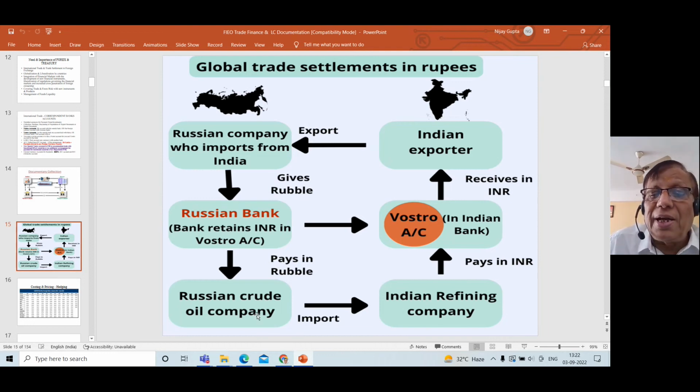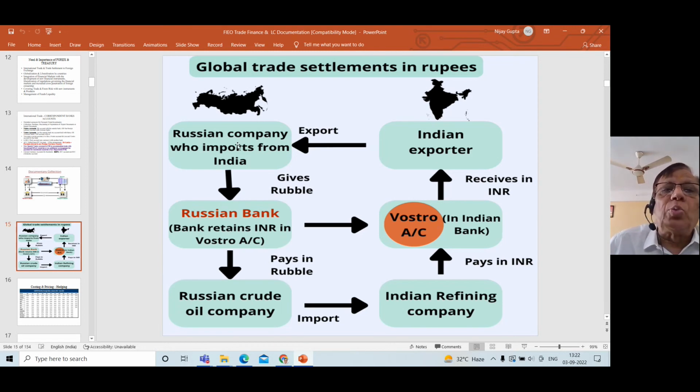A Russian company exports the oil to an Indian oil company like Indian Oil or ONGC, whatever it is. Then the Indian oil company pays to this Vostro account of the Russian bank with the AD bank in India in Indian rupees through RTGS. Once they get it, they inform them, and the money lies with them. The Russian bank has an option to invest this money into government securities, treasury bills, CD, CP, anything which is permitted under FEMA 99.